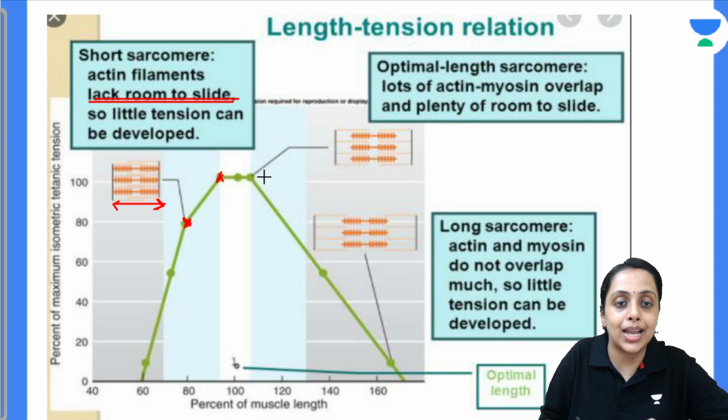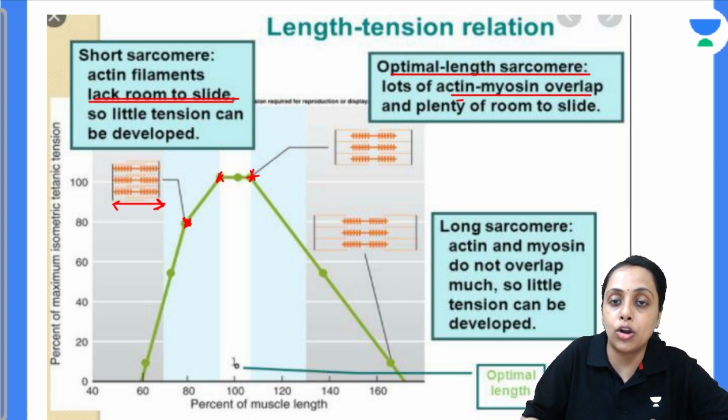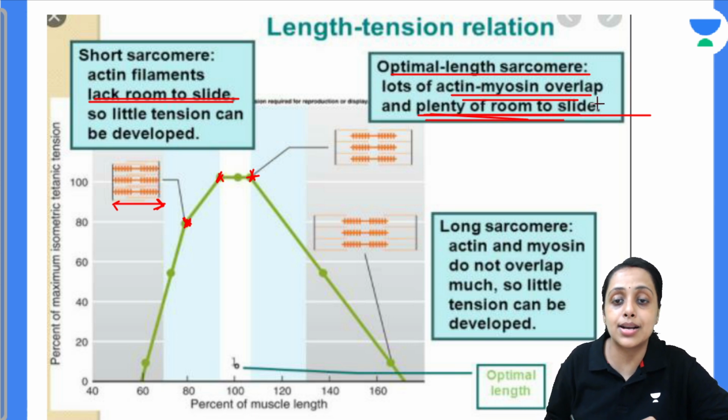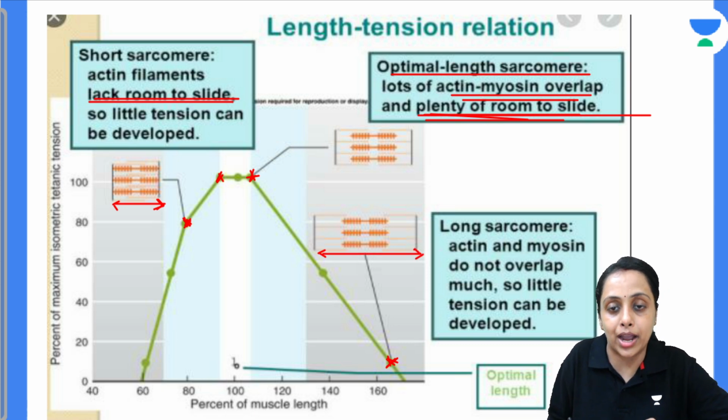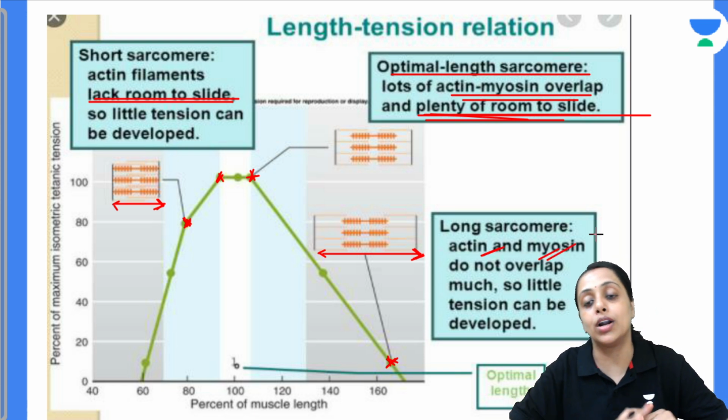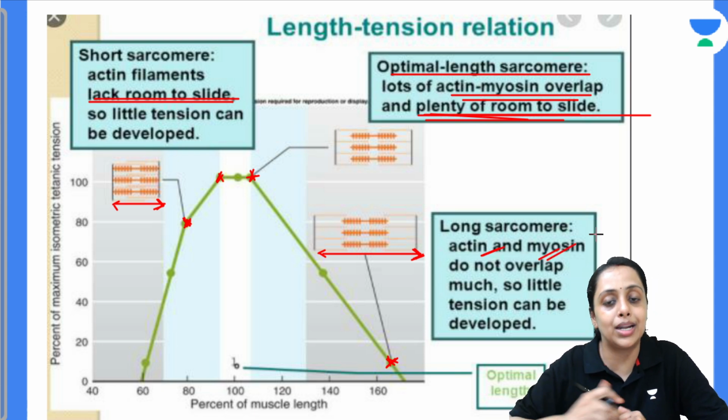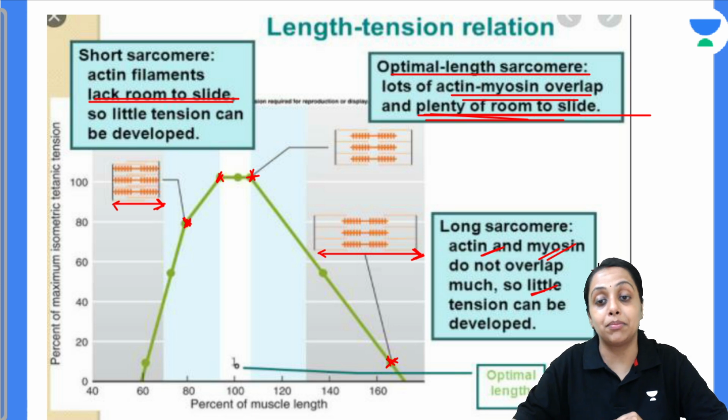At the point B and C, what we are seeing, sarcomere length is 2 micrometer. They have optimal overlap. They have room to slide. So, the tension developed out here is a maximum. While at this point D, we are seeing the sarcomere length is very, very high. And due to that, there is no optimal overlap of this actin-myosin filament. So, that's why the tension developed out here is least. Is this clear?